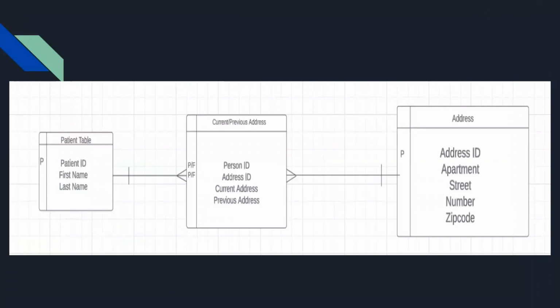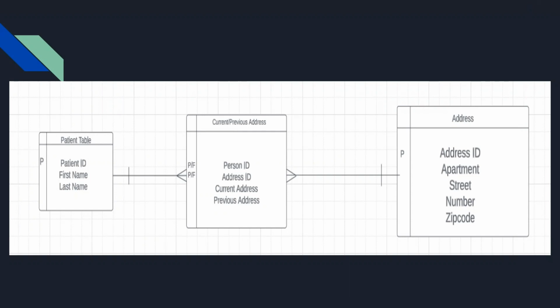So it gives us some Microsoft, I believe it was Microsoft ID, that we could use to create a table as an example, but I don't have the Microsoft software. So I just Googled how to make it. And I ended up using a software called Lucidchart, where I kind of created my own version of the table showing the one-to-many relationship between the patient table and the current previous address, and then the many-to-one relationship between the current previous address and the address table.